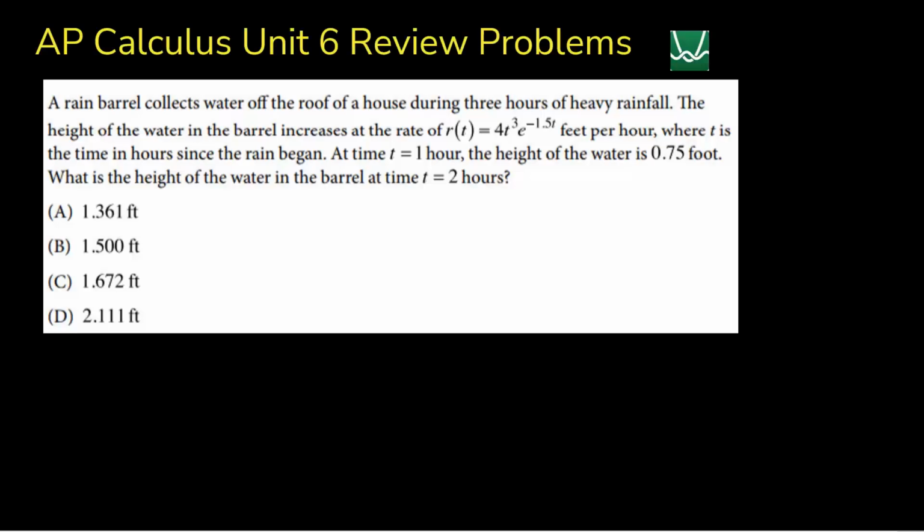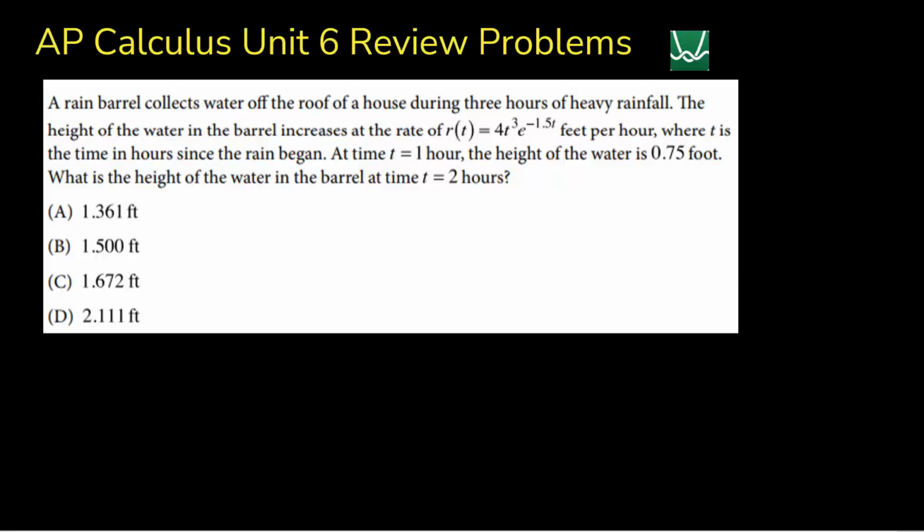A rain barrel collects water off the roof of a house during 3 hours of heavy rainfall. The height of the water in the barrel increases at a rate of r feet per hour, where t is time in hours since the rain began. At time t equals 1 hour, the height of the water is 0.75 foot. What is the height of the water in the barrel at time t equals 2 hours? We're allowed to use a calculator.